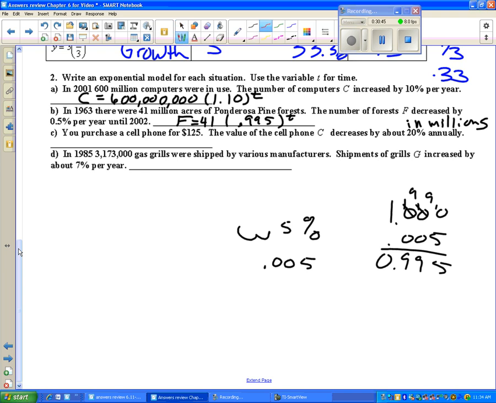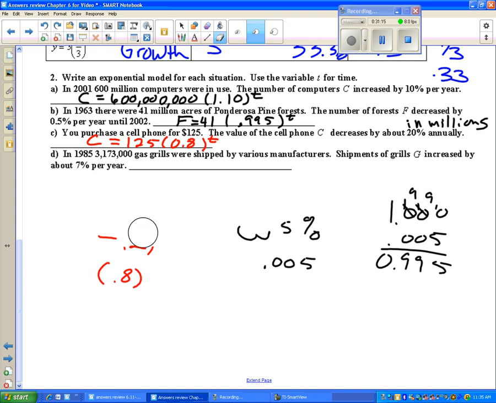Letter C, you purchased a cell phone for $125. That's my starting value. The value of the cell phone, C, decreases 20% annually. So my initial value is 125. This is going to be 1 minus that 20%, so 0.2, which is 20%. So that's going to be 0.8. 0.8 annually is to the t power.